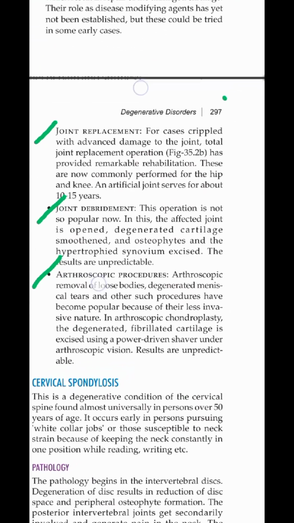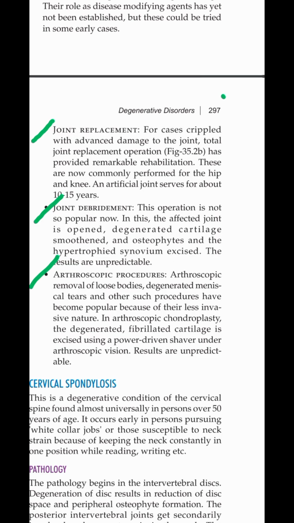Moving towards the second, joint replacement. In cases crippled with advanced damage to the joint, total joint replacement has provided remarkable rehabilitation. The artificial joint serves for about 10 to 15 years. Moving towards the third, joint debridement. This operation is not so popular now.